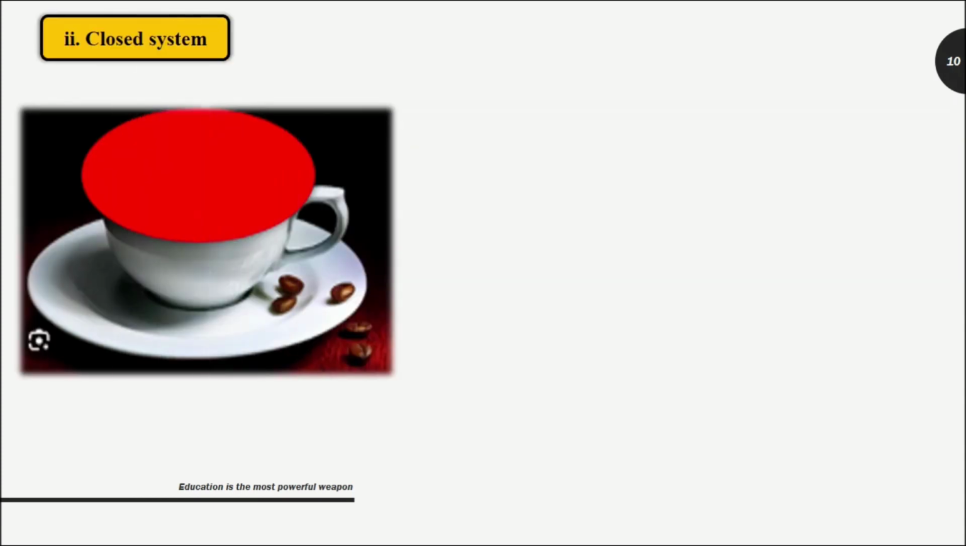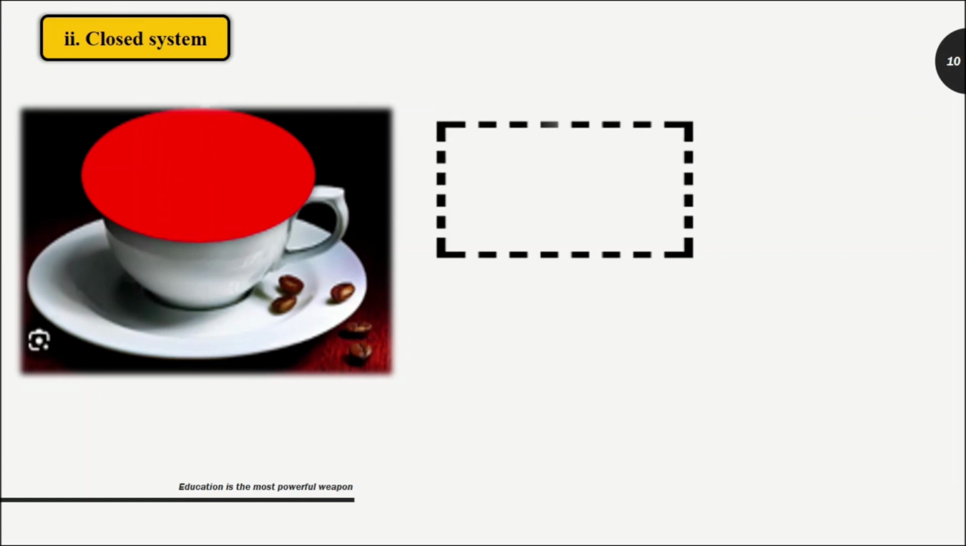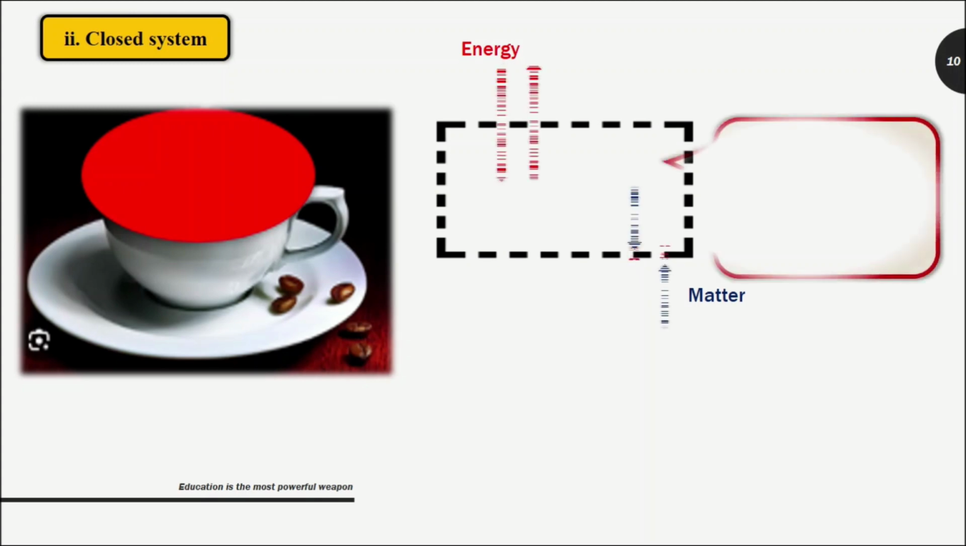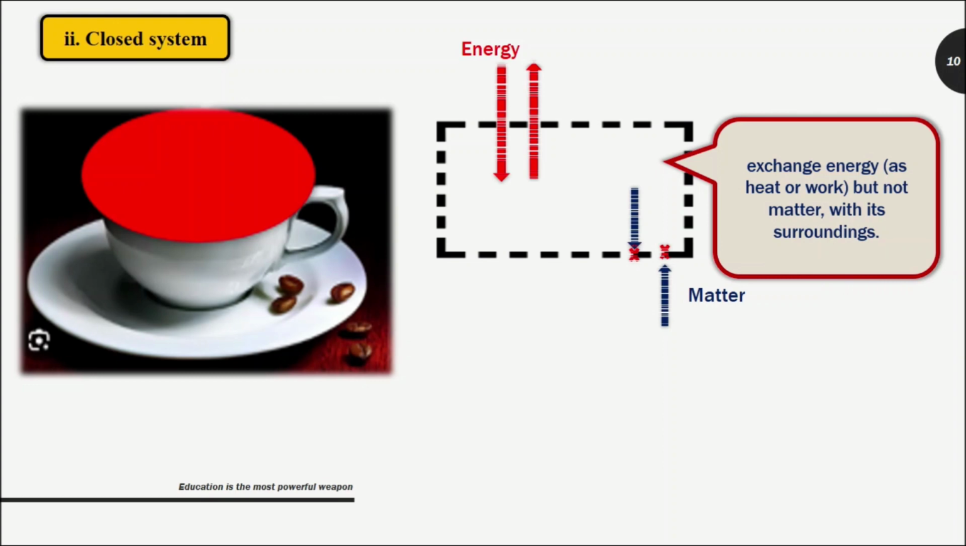Next, that is closed system. A system which permits the exchange of energy but not the exchange of matter across the boundary with its surrounding is called a closed system. For example, if coffee is kept in a closed cup, it takes some time to cool down. This indicates that energy is exchanged with the surrounding. However, as the vapor cannot escape from the cup, no exchange of matter is possible. Hence, this stands as an example for a closed thermodynamic system.